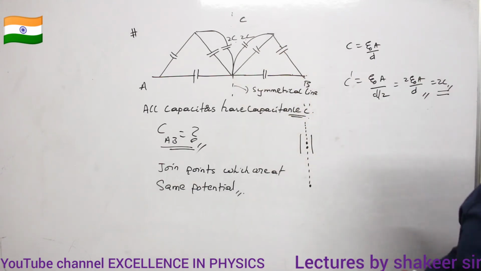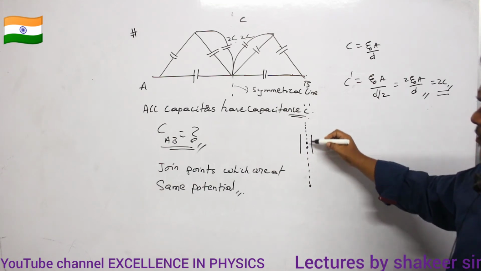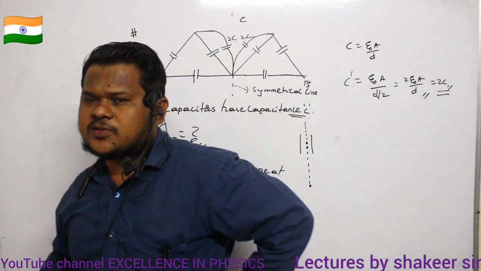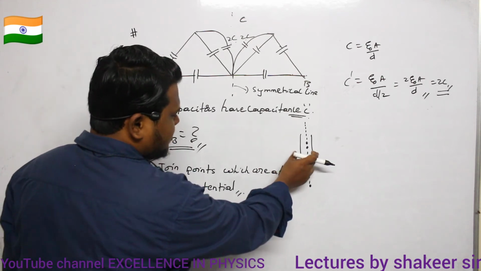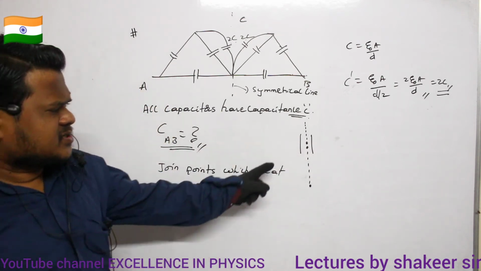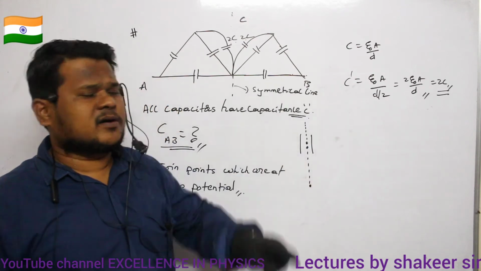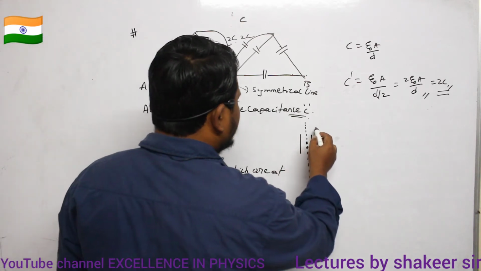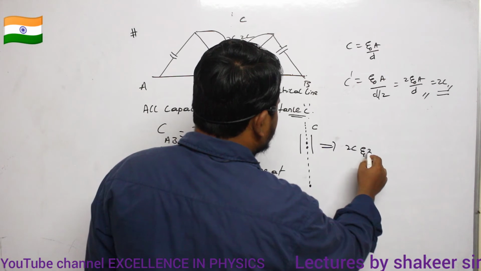So this is how I can draw the equivalent circuit if a line is passing through the center of this capacitor. If a symmetrical line is passing through the center of this capacitor, then I can split this capacitor into two parts. The distance between the plates has become half, so if the distance between the plates becomes half, the capacitance will become double. So this equivalent capacitance of C I have split into two parts, 2C and 2C.